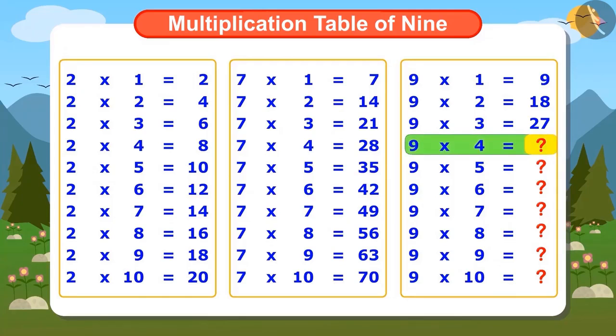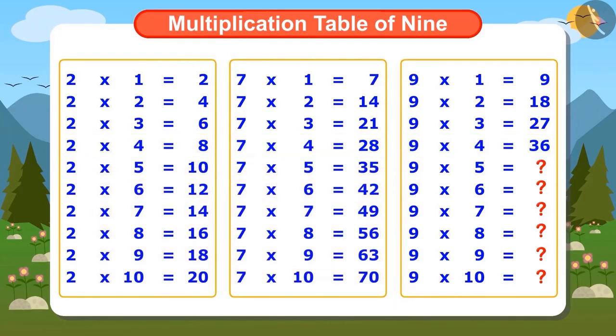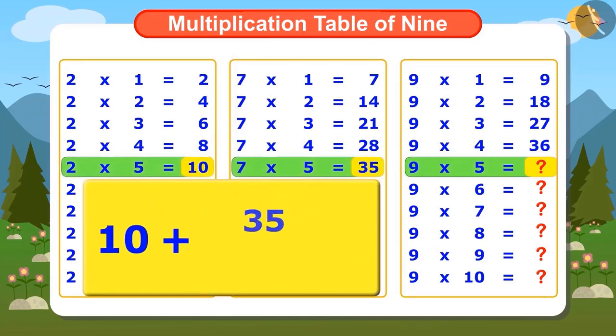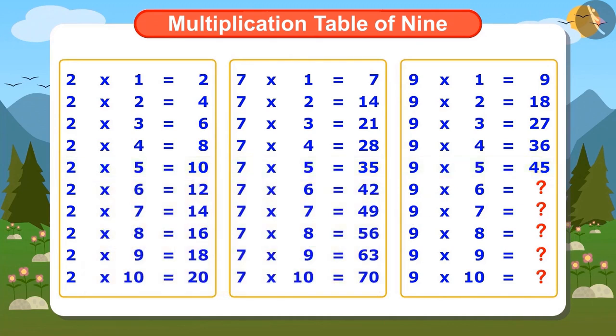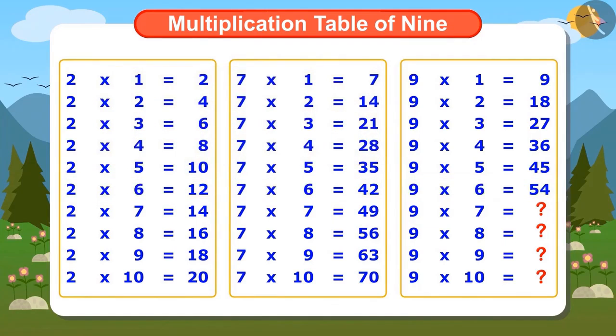Now to find out 4 times 9, I add these 4th numbers of both the tables. 8 and 28, the answer is 36. Similarly, to know the next number, add 10 and 35, the answer is 45. And to find the next number, we add 12 and 42. The answer came as 54.